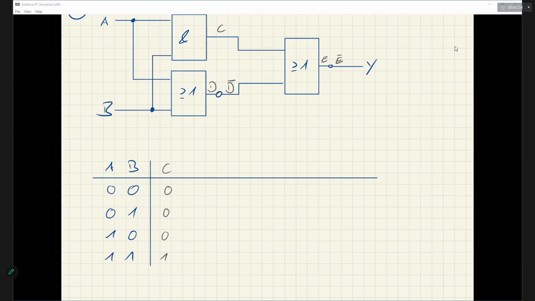Okay. Then the next one that we have to analyze is D. And D is 1 if either A or B is 1. So we have 0, 1, 1, 1. And now we have, in reality, the D not. So D not, just the opposite, so 1, 0, 0, 0.